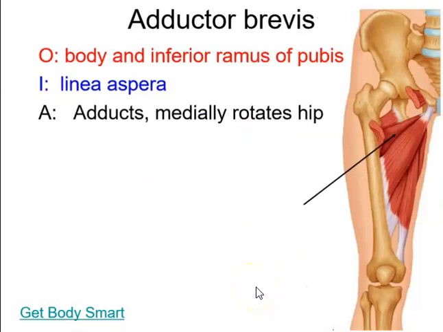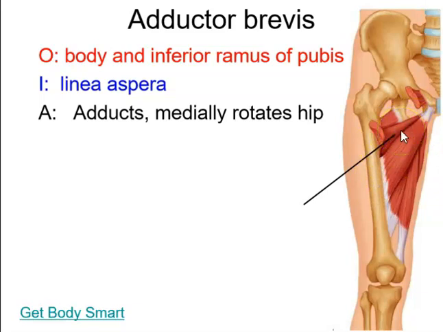Then we have adductor brevis. So brevis means it's small. So we have the adductor magnus, that large muscle that's located more medially, the adductor longus, which is this muscle right here, and finally the smaller adductor brevis.